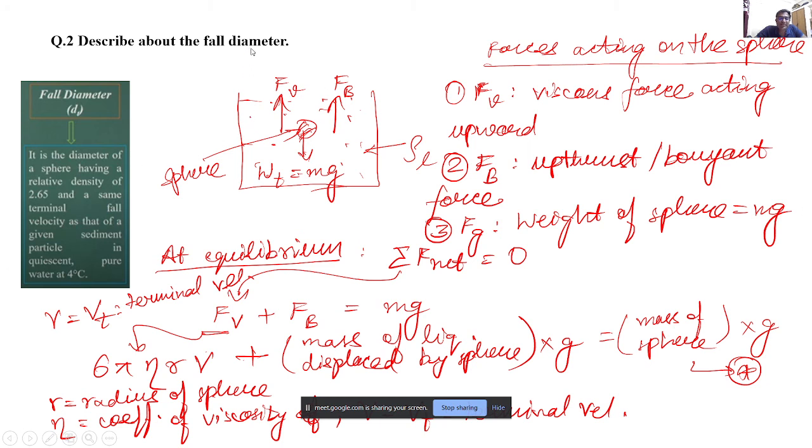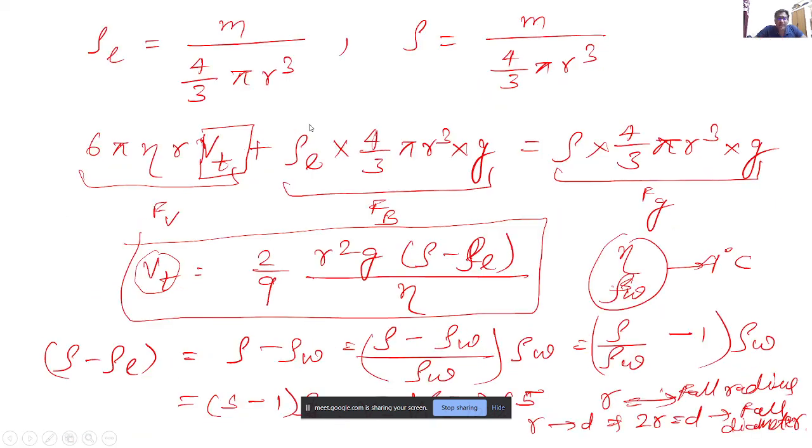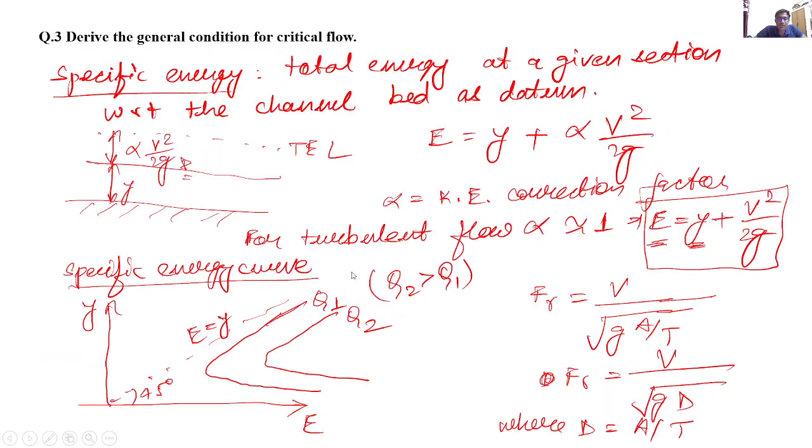After this, we discussed the several forces acting on a falling sphere in a viscous liquid, and we observed that as the net force happens to be zero, the velocity of the falling sediment particle will be something known as the terminal velocity. So we found it out by derivations, and we found that the fall diameter would be found out from this expression.